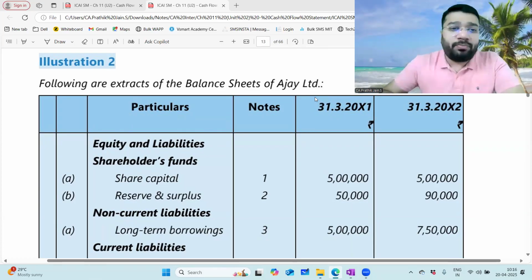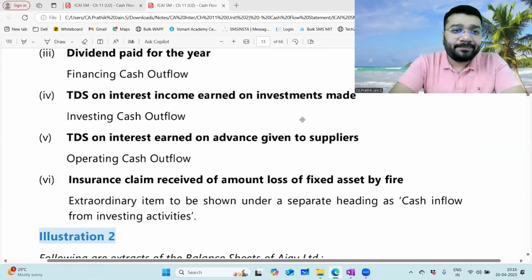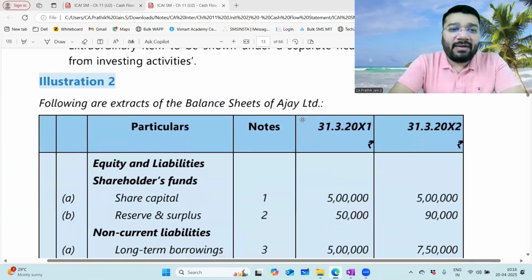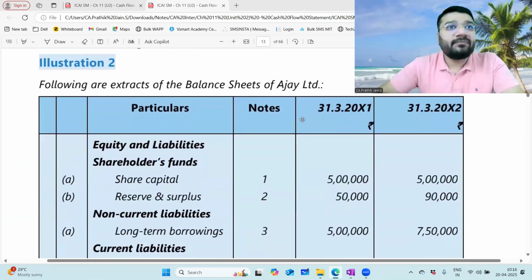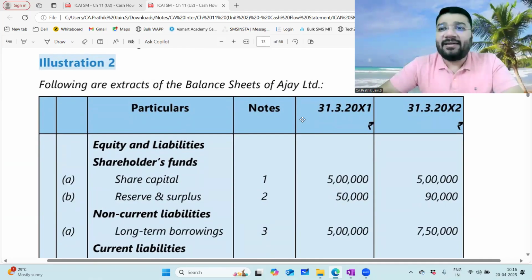So, guys, illustration 2, please take it, which is on your page number 11.84. Have you all taken it? No energy. Sunday morning, only Pratik sir is having full energy. Others are sleeping. Yes, sir. That's what I'm telling.